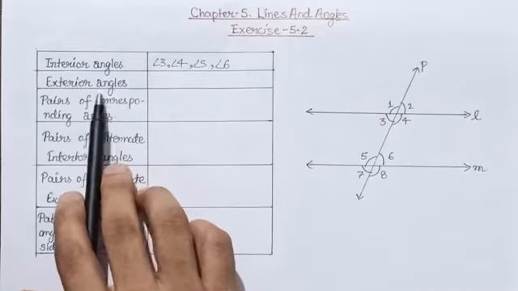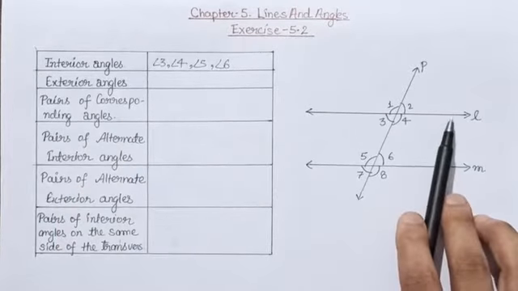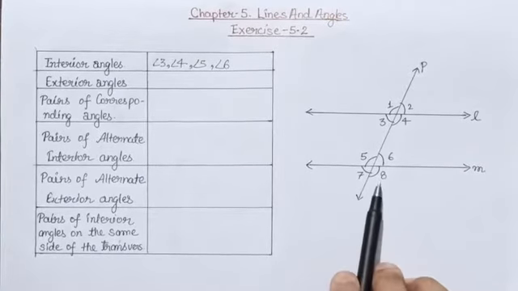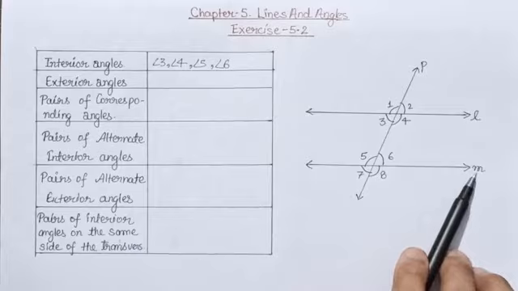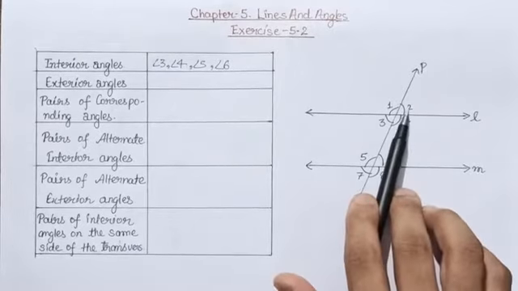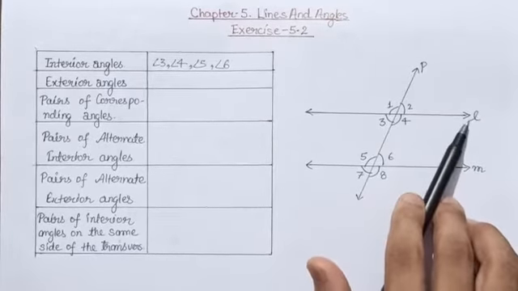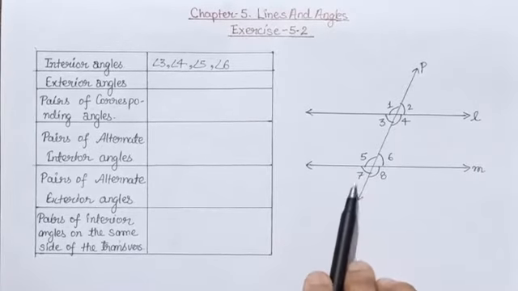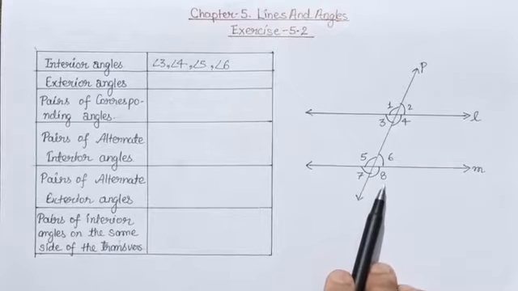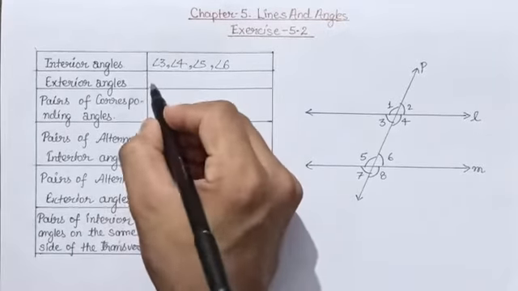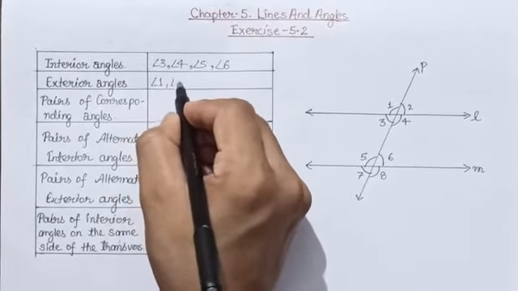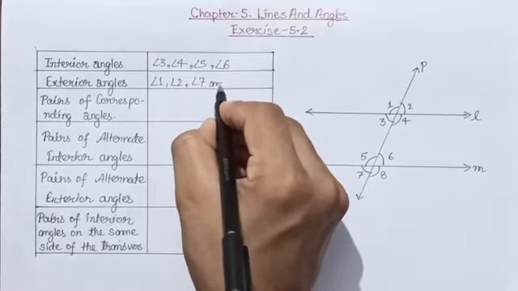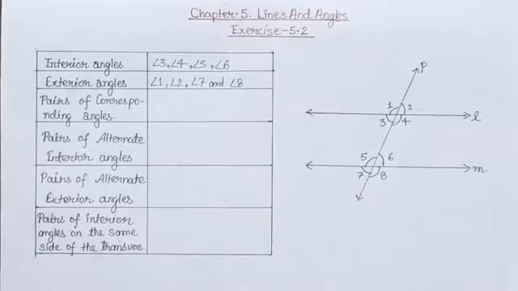Now exterior angles. Exterior angles are those angles which are formed outside these two lines. So here you can see angle 7 and angle 8 are formed outside the line M. In the same way, angle 1 and angle 2 are formed outside this line L. So we can say there are 4 angles, that is angle 1, angle 2, angle 7 and angle 8, which are exterior angles.